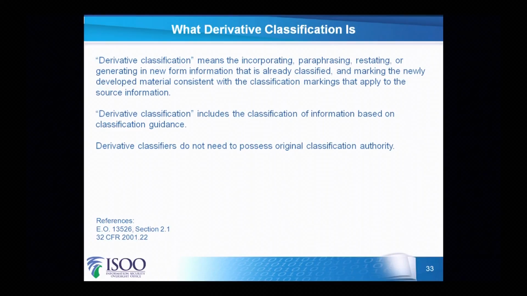Okay, derivative classification. You probably all are familiar with this definition. It means the incorporating, paraphrasing, restating, or generating in new form information that has already been classified and then marking the newly developed material consistent with the classification markings that apply to that source information. It includes classification of information based on classification guidance as well as other documents. Derivative classifiers do not need to possess original classification authority. Pretty much anybody who has a security clearance can derivatively classify.